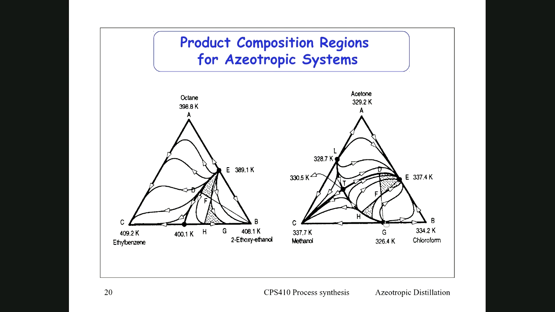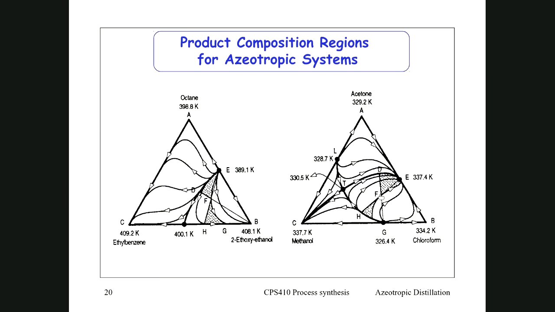Let's have a look at the other azeotrope. This one is a high boiling azeotrope because all of the arrows are going towards it. That's a stable node. B is a saddle point. A is a saddle point. So we've got two stable nodes because C is another stable node. So C and E are stable nodes. L and G are unstable nodes. Thanks, Jared.